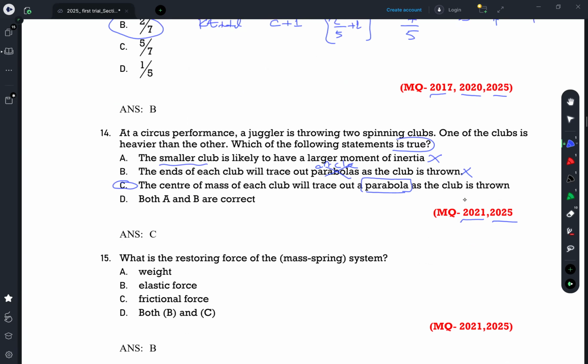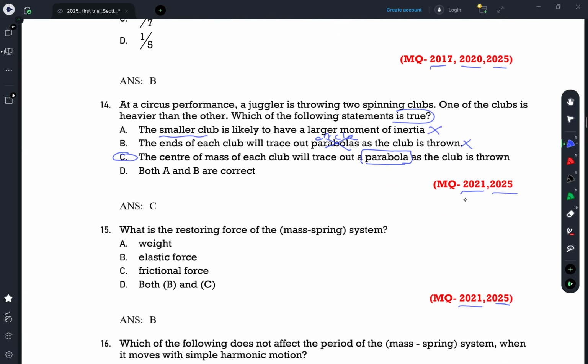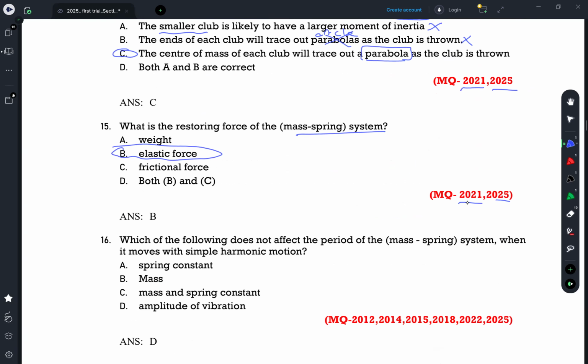Question number 15, also repeated, 2021 and 2025. What is the restoring force for a mass spring system? It is elastic force. So we are going to continue. Which of the following does not affect the period of a mass spring system when it moves in simple harmonic motion? So 12, 14, 15, 16, 22, 25. And this question is very popular, as you see.